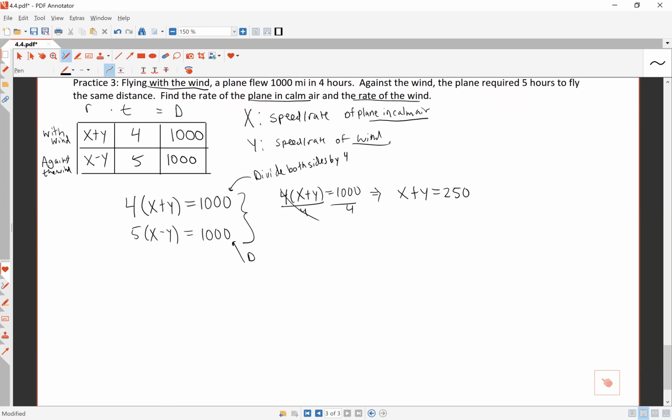If we take the second equation and divide both sides by 5, we'll just have the x minus y equals 200. And now we pay attention to the fact that we have the plus y and the minus y. We want to always remember that that's what you'll get because we're using the plus y and the minus y from the start. And now we can solve by elimination.